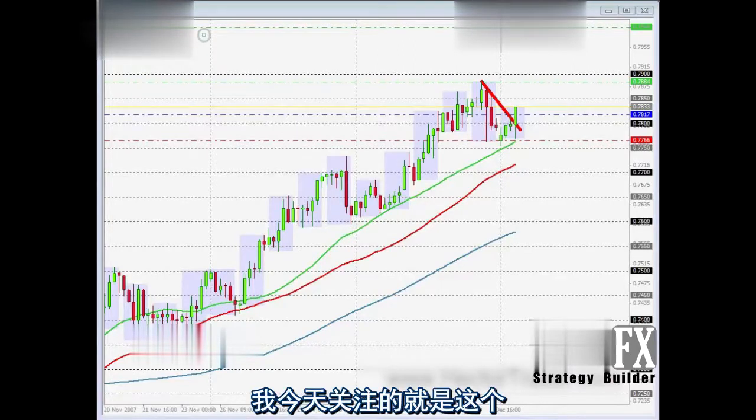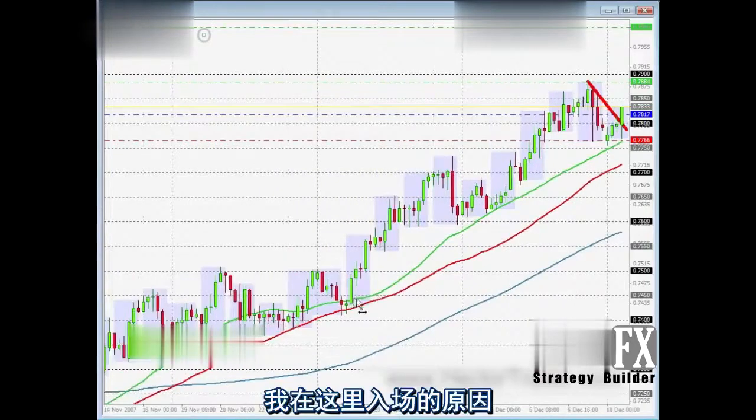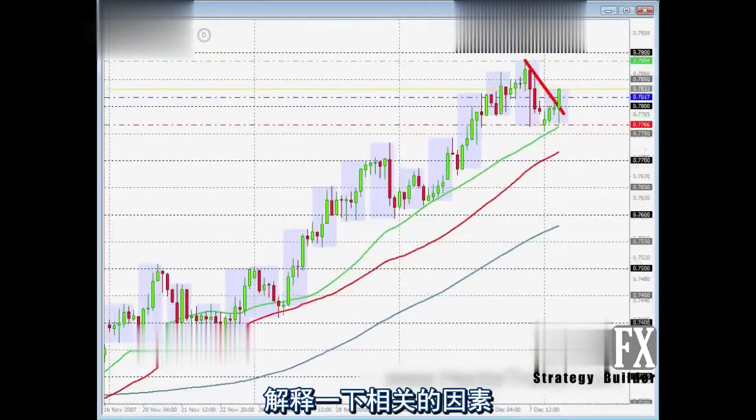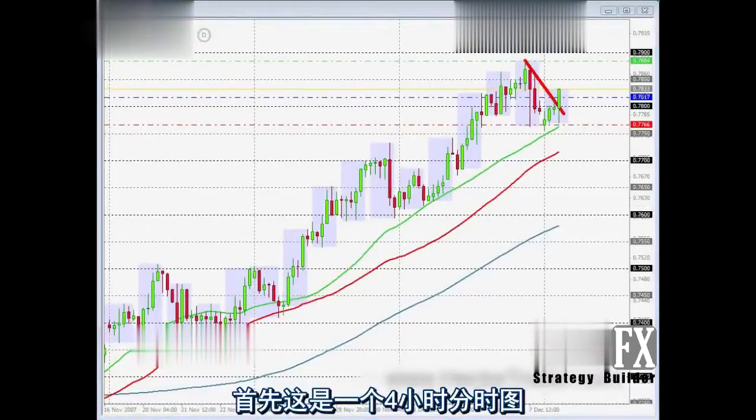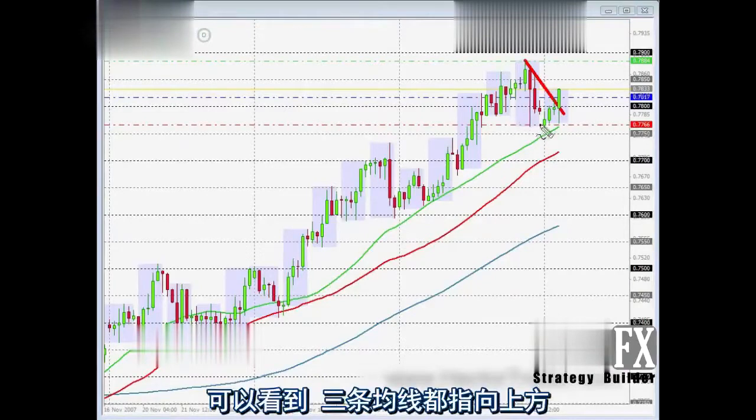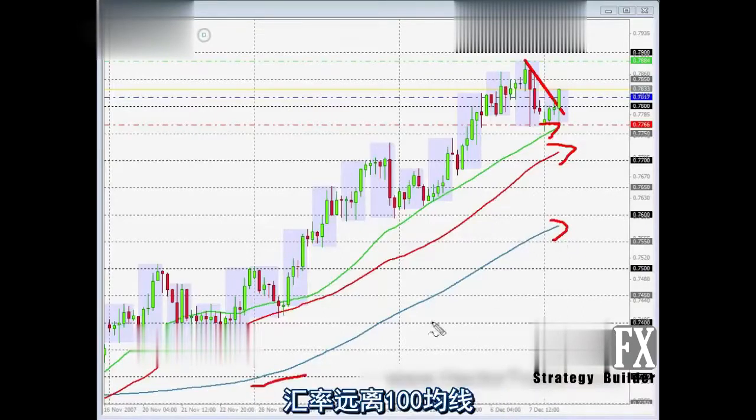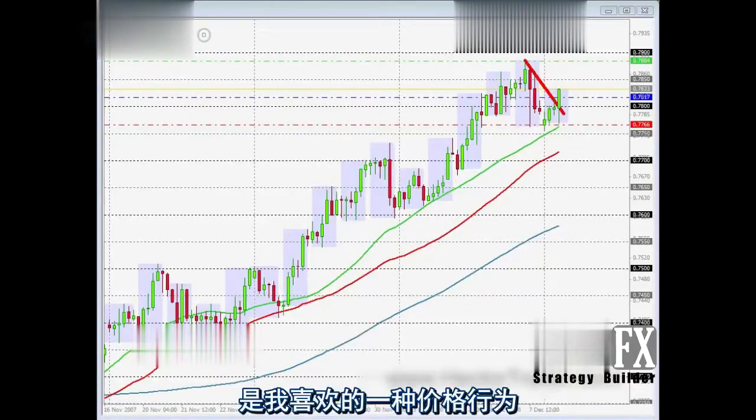Let me try to explain the reasons why I've taken this entry, and all the elements that I'm seeing on my charts. First of all, this is a 4-hour time frame. As you can see, all the moving averages are nicely pointing up, parallel to each other. No crossover whatsoever. Price is nowhere near the 100 moving average. It's the type of price action I like to search for myself.